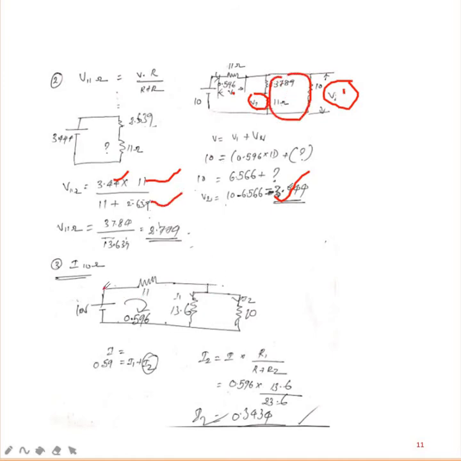Similarly for current, I need to find the current of that one, so use the current division rule. You can use it directly to find the current. So I current, then multiply with this one divided by the summation. If you are not getting the details, see my previous video.